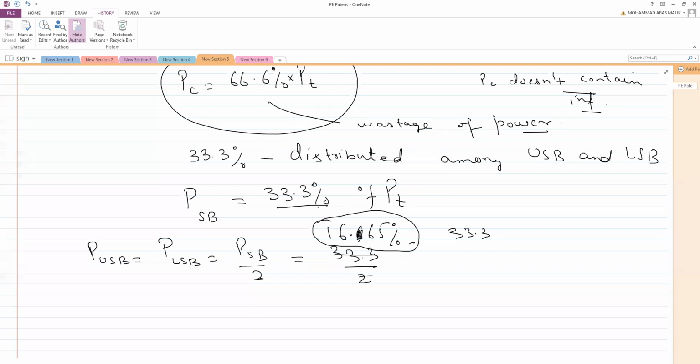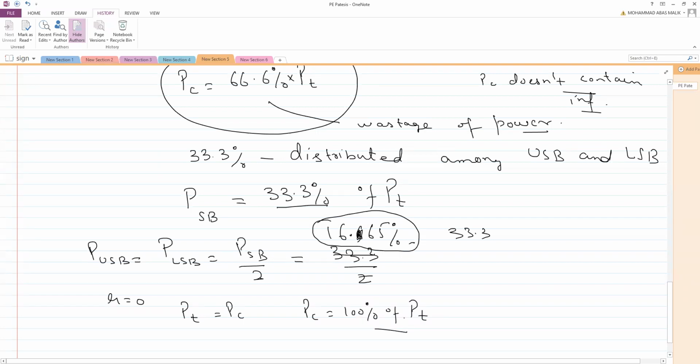Now if mu were equal to 0 in the first case, then total power would be equal to PC. That means carrier power would be 100% of total power, and this is total wastage of power.